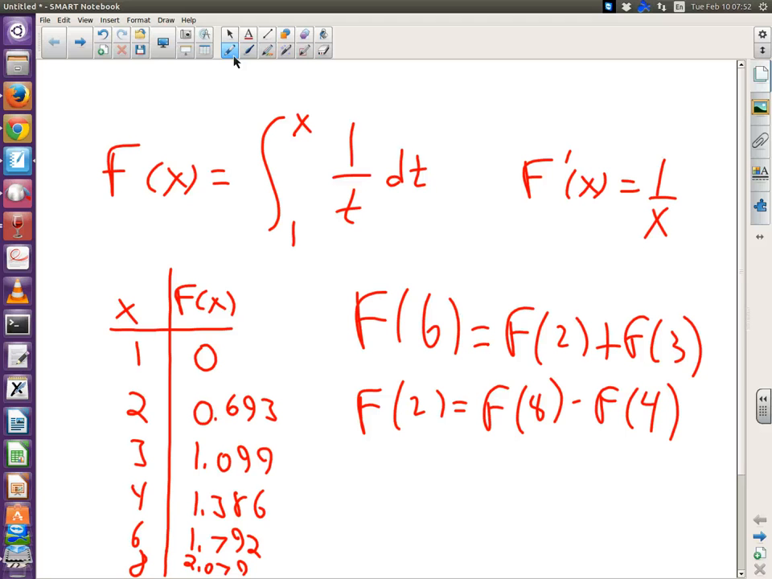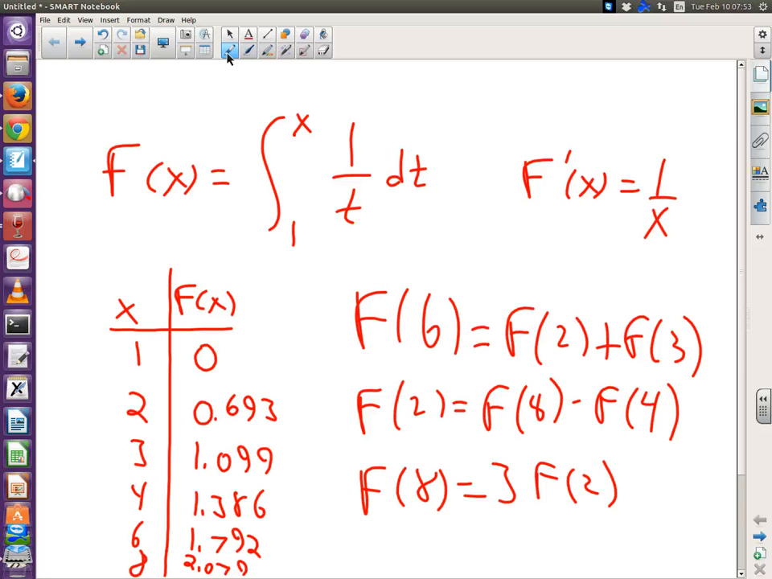How about this? Is f of 8 three times f of 2? If you triple f of 2, do you get f of 8? Pretty much, yeah, you do. Okay, good. Alrighty. So it is logarithmic. It has all the log properties that you know.